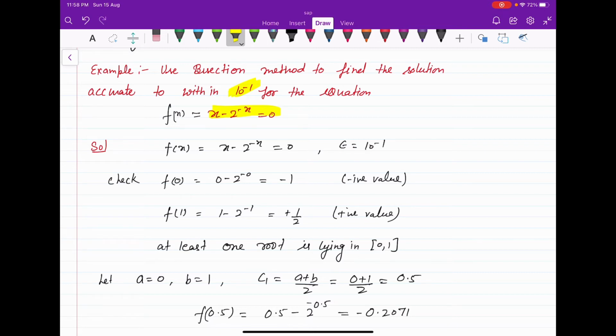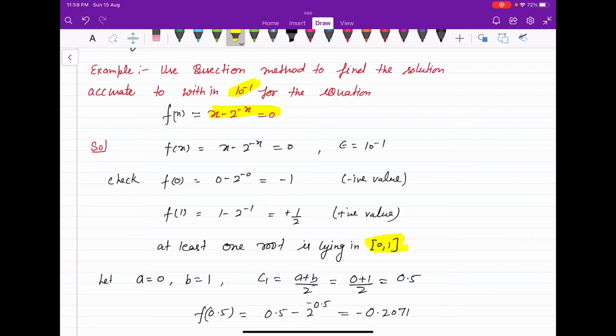We'll start with the positive integer, so we'll start with 0. f of 0 is coming out to be negative and f of 1 is coming out to be positive. So it indicates that f of 0 and f of 1 are of opposite sign. So at least one root is lying inside the interval 0 to 1. That means we have to compute the root inside the interval 0 to 1.